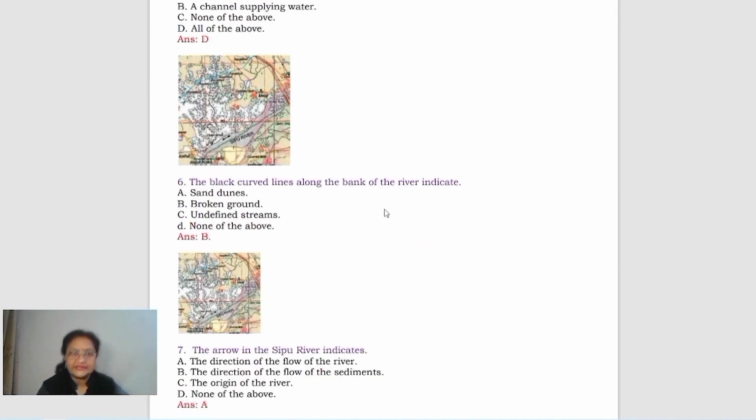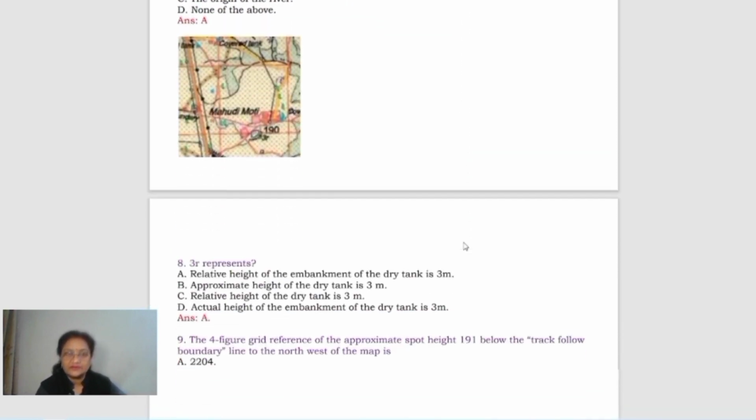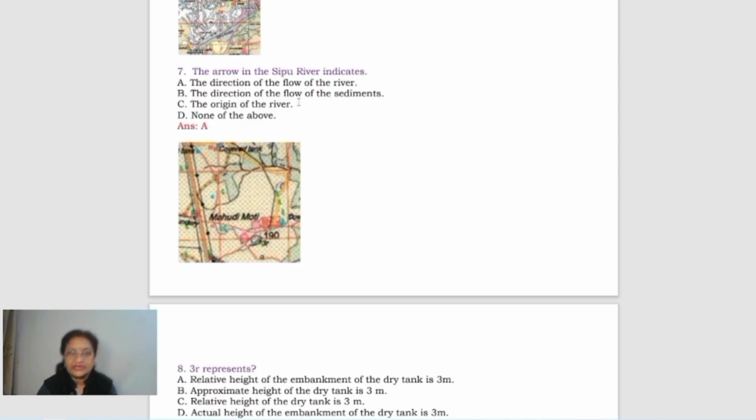Then next is the black curved lines along the bank of the river indicate. You can see a number of black curved lines are there. What does this indicate? This is broken ground. So the B option is correct. Let's move to the next one. The arrow in Sipu river indicates. Now I think after practicing so much, you can easily answer this. Always the arrow which is there in the river always shows the direction of the flow of river. So here again the same answer you have to give, the direction of flow of river. Now come to next. What does 3R represent?